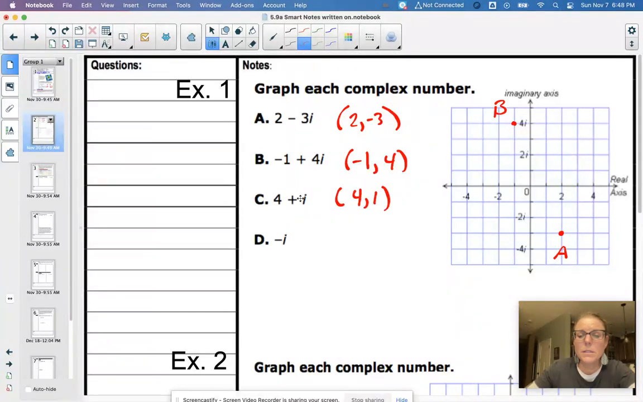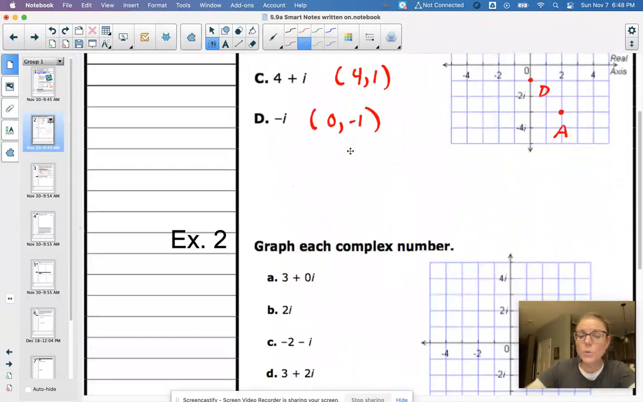4, 1, because the number in front of the i is a 1. Over 4, up 1. That is C. And there is no real part, so that'd be 0, negative 1. And that would be D. And I'm just checking that everything looks right. Yep. So all of these real parts, well, there's 0 there, correspond to what happens on the x-axis, and the imaginary parts go with what happens on the y-axis. And I labeled all of the points. And example 2, we're going to do in class.